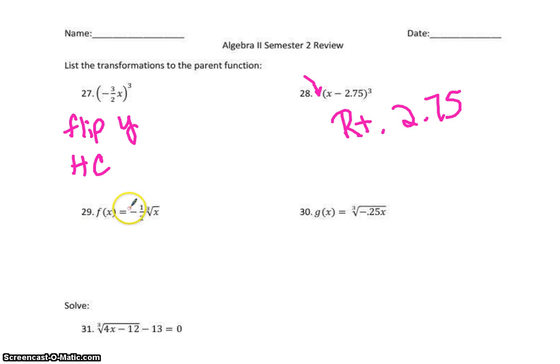Number 29, we have a negative at the very beginning, so that is going to be a flip over x. We have a 1/2 at the beginning, so that's vertical. It's smaller than 1, so it's compression. Number 30, everything is trapped inside, so it's horizontal. So we have a negative. That's going to flip it over y. We have a 0.25, which is smaller than 1, so you would think compression. It's actually going to be a horizontal expansion or stretch.